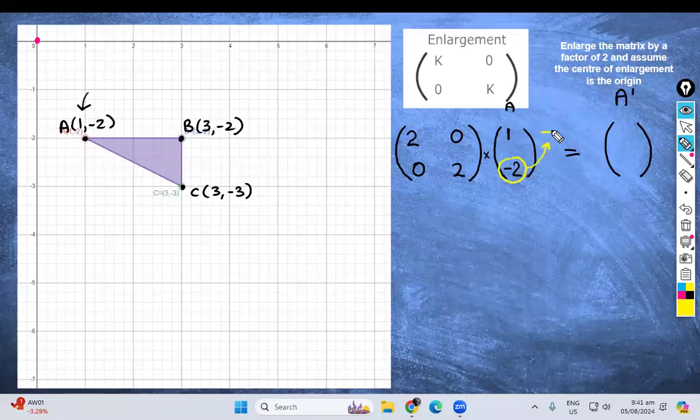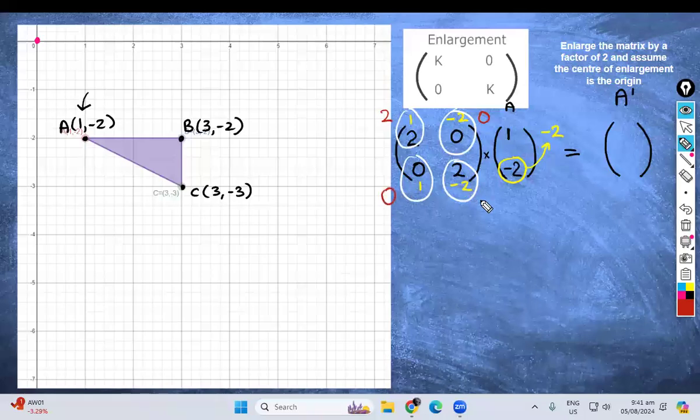So the minus 2 swings up to the top. The 1 and the minus 2 walk across. They get photocopied. So we take each pair and multiply it. 1 by 2 is 2. Minus 2 by 0 is 0. 0 by 1 is 0. 2 multiplied by minus 2 is minus 4. To get the answer on top, we add the 2 values on top. 2 plus 0 is 2. 0 plus minus 4 is minus 4.